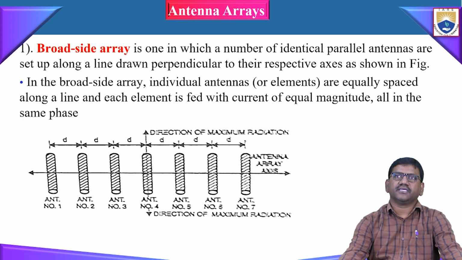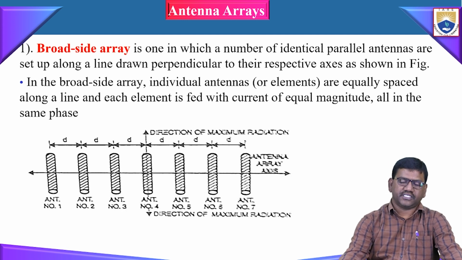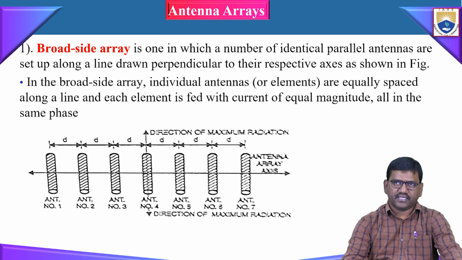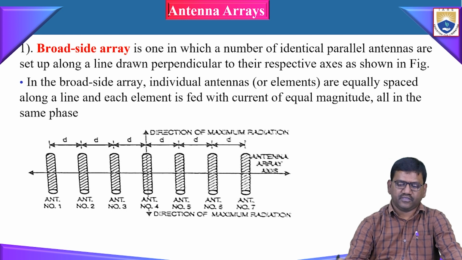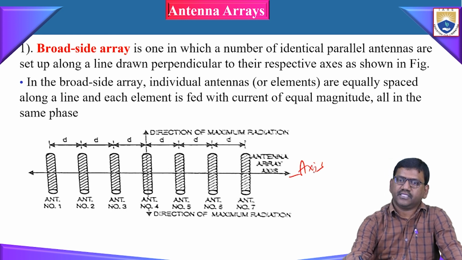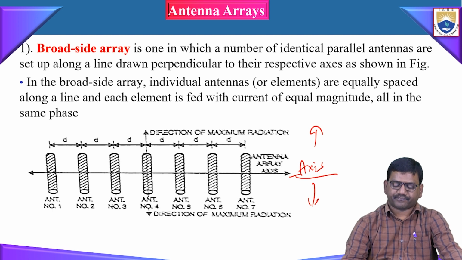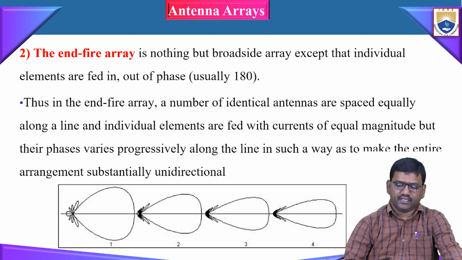So in the broadside array, the individual antennas are equally spaced along a line, and each element is fed with currents of equal magnitude, all in the same phase. All the elements in a broadside array are arranged on a straight line, and the direction of maximum radiation will be perpendicular to the axis of the array. So if we assume this as the array axis, the radiation will be perpendicular to this axis. That means this arrangement, where there is a maximum amount of radiation perpendicular to the axis, we call a broadside array.